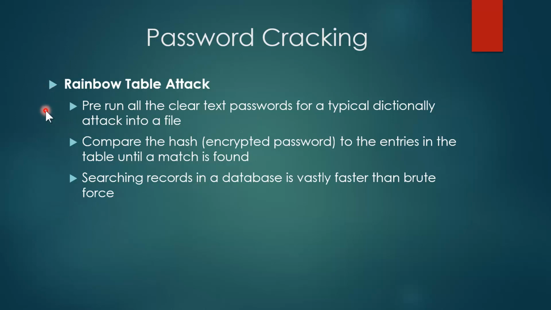Rainbow table attacks basically pre-run all the clear text passwords into their hashes and store them in a file. So then we take the hash of the user's password where we don't know what their password is, and we compare it. We search the file of pre-compiled hashes until we find a match, and then we can look up the password. So searching a database for a match is millions of times faster than hashing passwords.